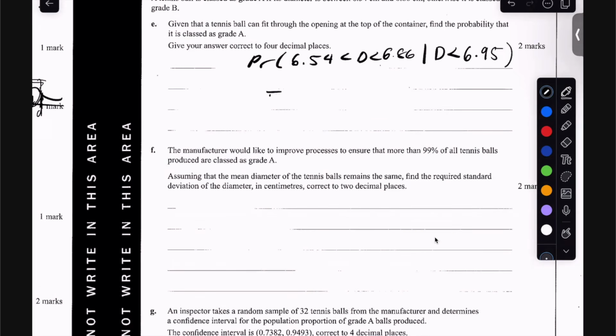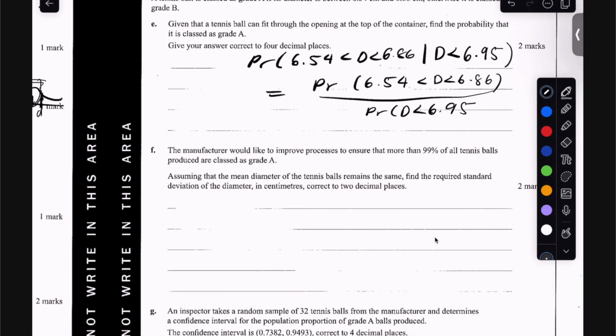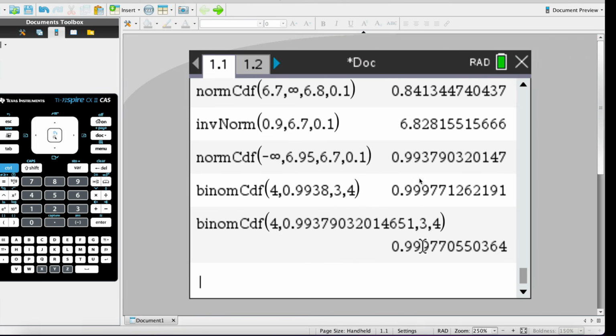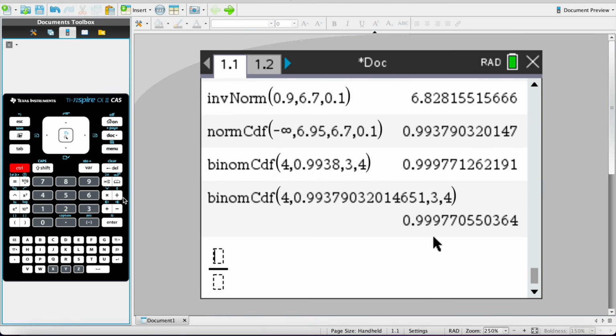So that's just the probability of this, because all of these are less than 6.95. And that's all over the probability that D is less than 6.95. Now that's equal to, if we just put that on the CAS, what you can do is a fraction first before you do anything.